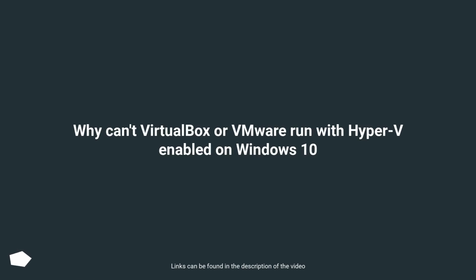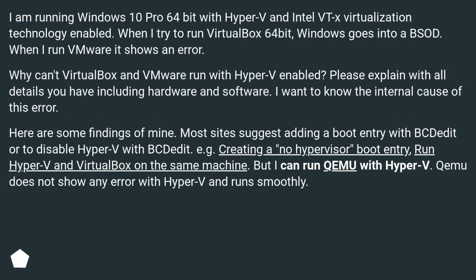Why can't VirtualBox or VMware run with Hyper-V enabled on Windows 10? I am running Windows 10 Pro 64-bit with Hyper-V and Intel VTX virtualization technology enabled. When I try to run VirtualBox 64-bit, Windows goes into a BSOD. When I run VMware it shows an error. Why can't VirtualBox and VMware run with Hyper-V enabled?